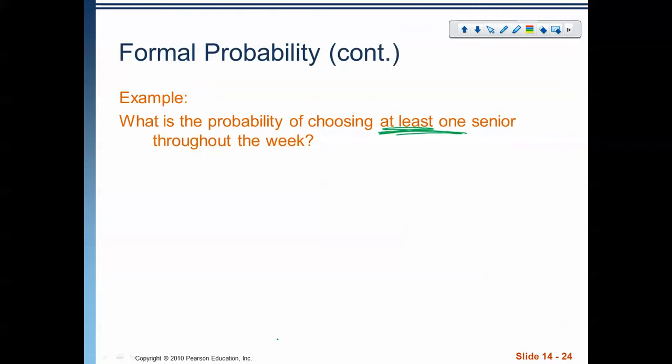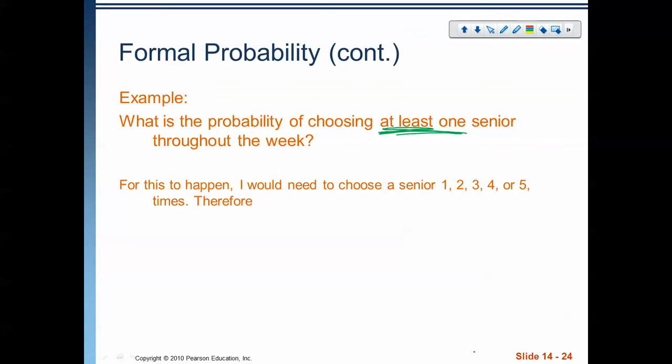Okay, so how do we frame that one in terms of the probability? How do we make it so that we have at least one senior? Well, at least one senior means I would need to choose a senior 1, 2, 3, 4, or 5 times. There's a lot of different ways that I can choose a senior. If we wanted to talk about this, there's 5 different spots, each representing a day of the week.